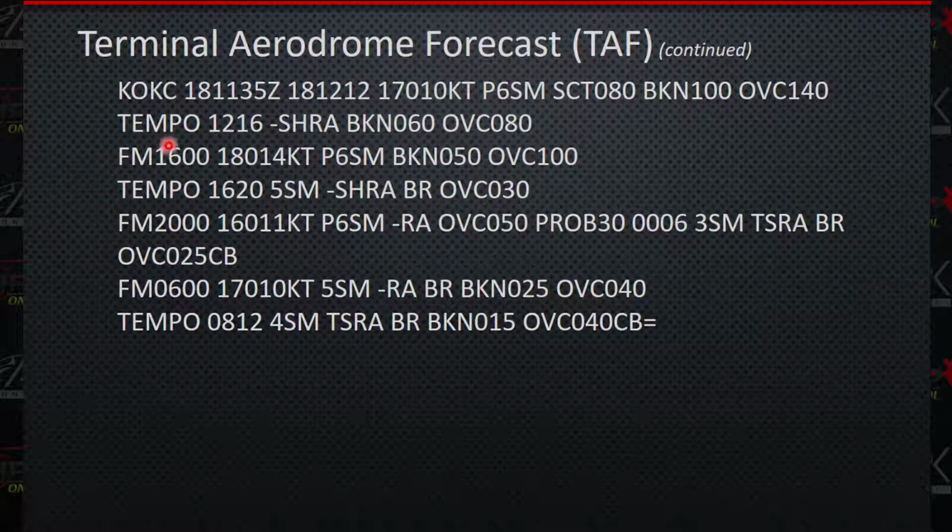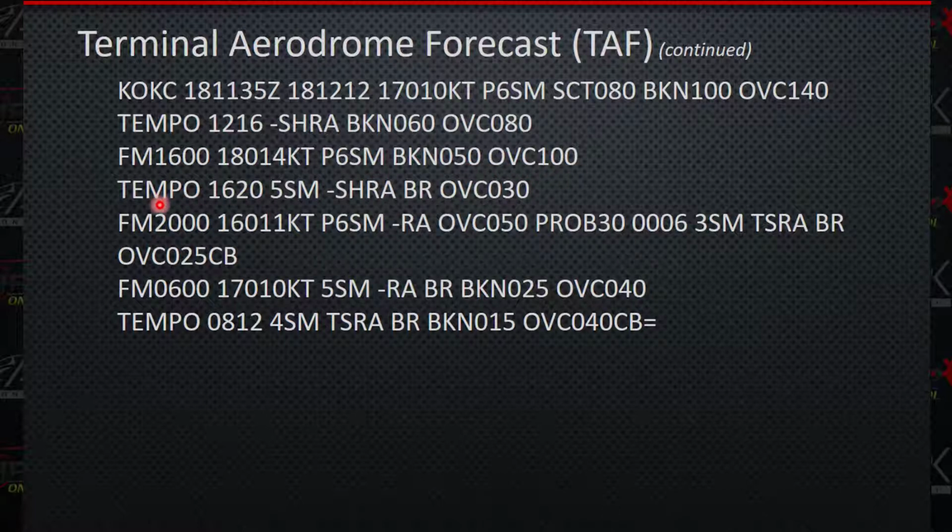Then we got a tempo group here saying temporarily between 12 and 16Z, we're going to have light rain showers, broken at 6,000, overcast at 8,000. All right, so after 16Z, now we have a from. So now this is changing. When you have a from, it's going to change the base. So from 1600Z, the winds are going to be 180 at 14 knots, greater than 6 statute miles, broken at 5,000 feet, overcast at 10,000 feet.